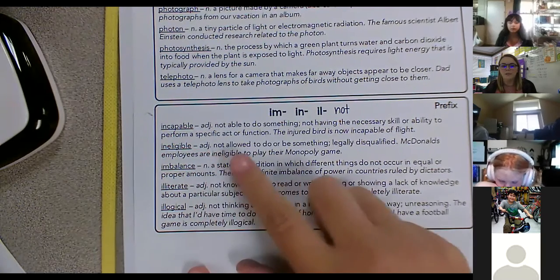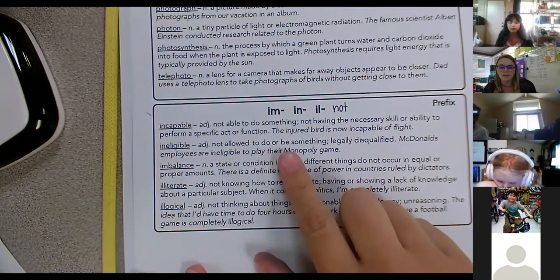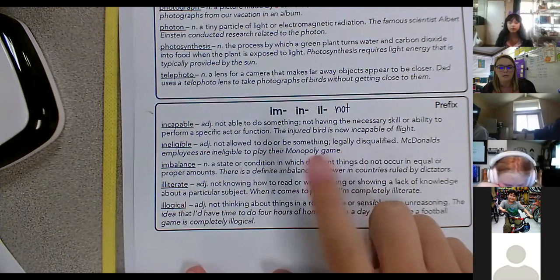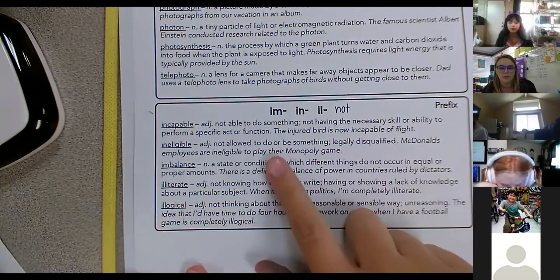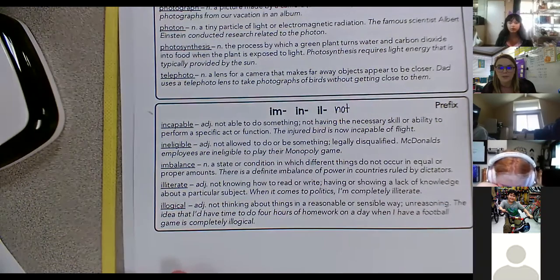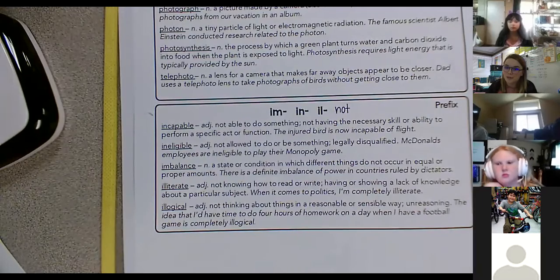Ineligible means that you're not allowed to do or be something. You might be legally disqualified. So, for example, McDonald's employees are ineligible to play the McDonald's Monopoly game. It means they're not allowed to play it since they work there.